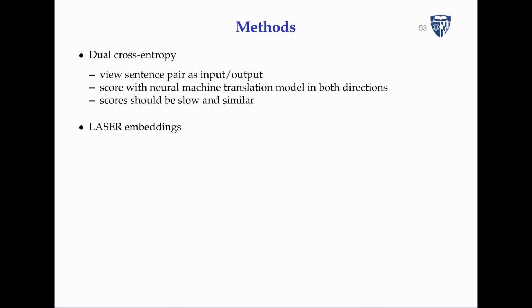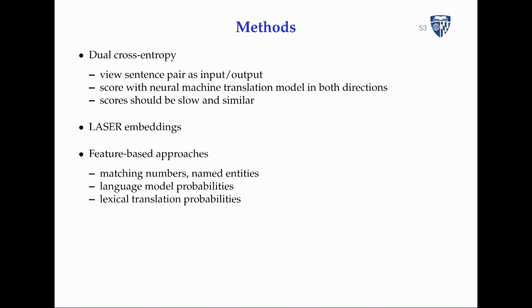Another one is to actually use LASER embeddings. We already used LASER embeddings for sentence alignment, but we can also just use LASER embeddings for checking if a sentence pair is a good sentence pair. There are increasingly feature-based approaches that use these kinds of features and maybe additional features. There are some simple features, like are there matching numbers in the sentence pairs? Are there matching named entities? Also things like email addresses or URLs or other things that shouldn't be translated.